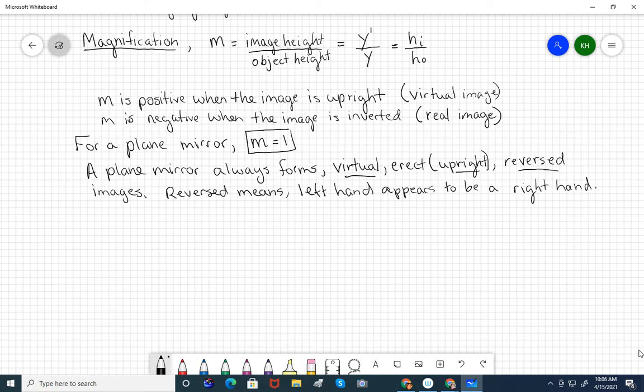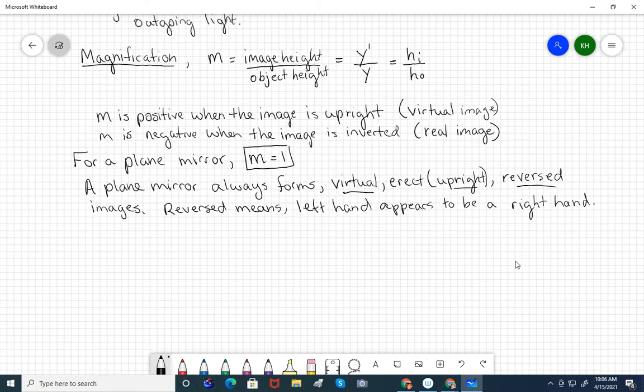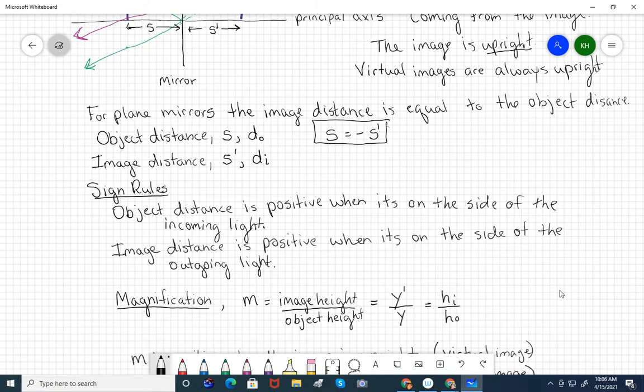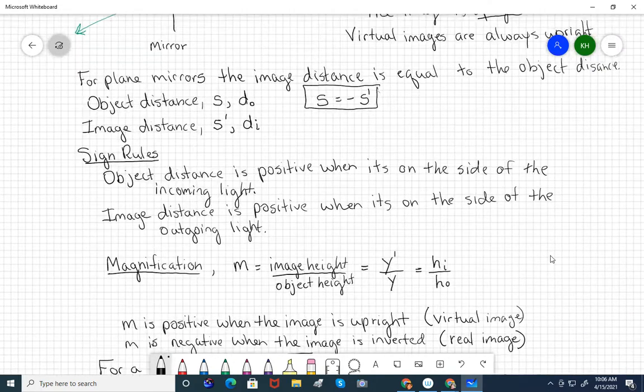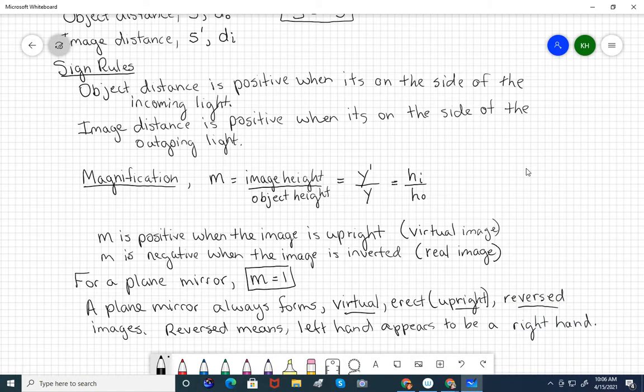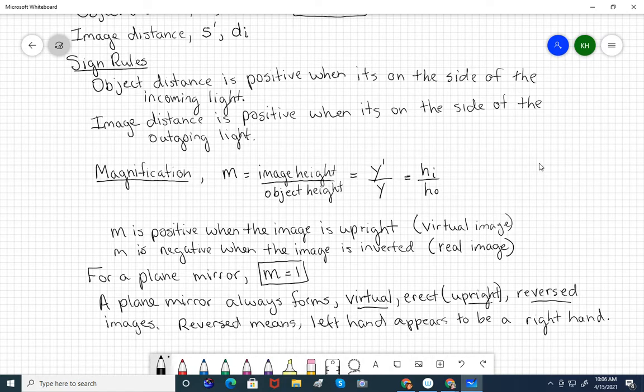The only other thing we really want to stress: we have a couple of formulas, well, really, so far we only have one formula, and that's for magnification. And we've got these important sign rules. The object distance is positive when it's on the side of the incoming or incident light. The image distance is positive when it's on the side of the outgoing light, or, if we're thinking of a mirror, the reflected light.